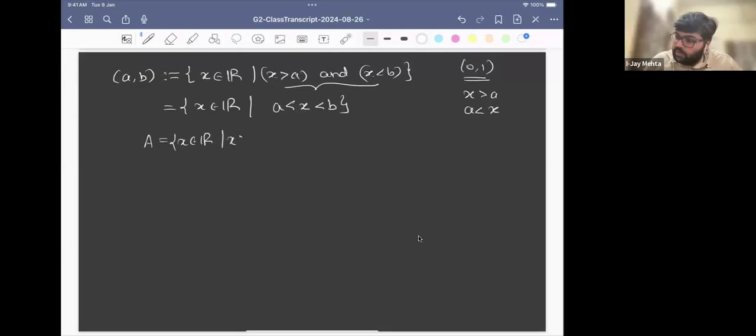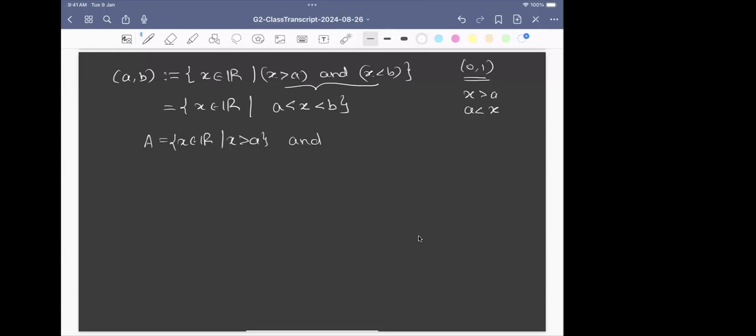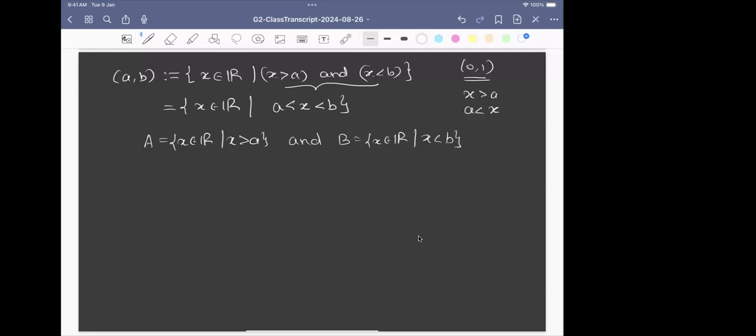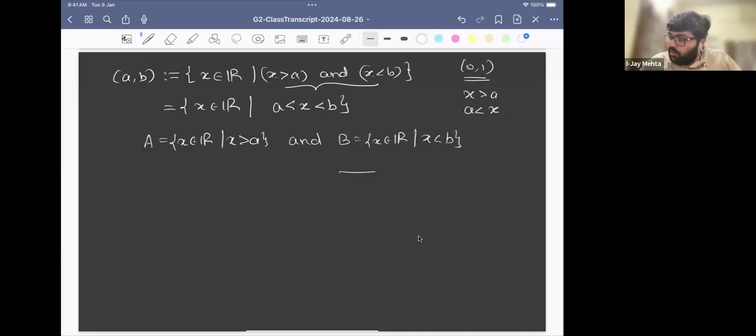Yes, X, all those real numbers. Please don't forget that X belongs to R. It's very important. And B is all those real numbers X belongs to R such that X is less than B. Yes. See, geometrically also we represent it like this.